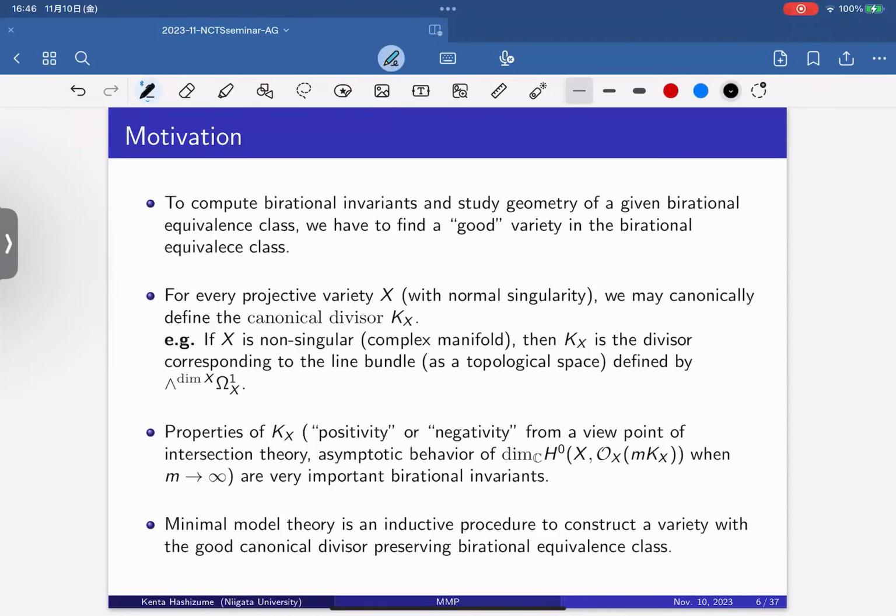The goal of the minimal model theory is to construct a variety with a good canonical divisor. When we are given a projective variety with good singularities, we inductively construct a variety which is better than the original variety.